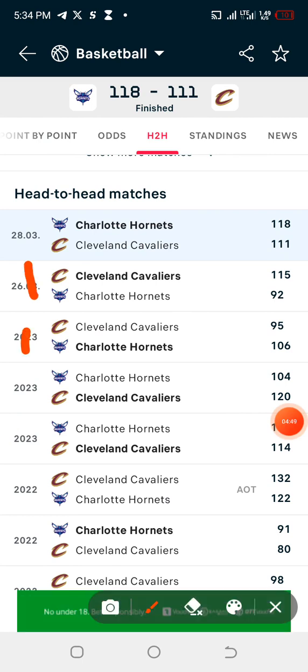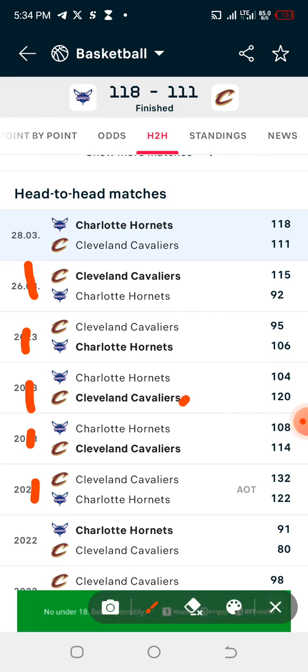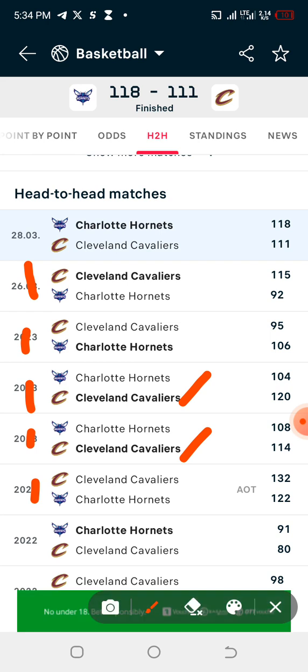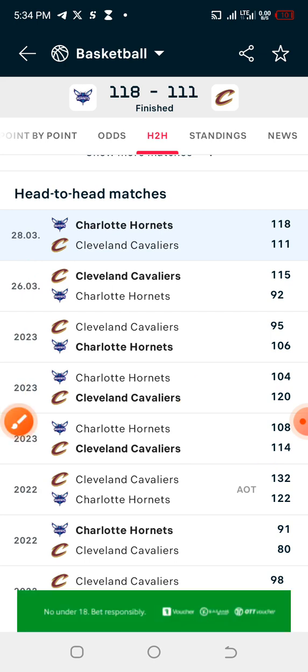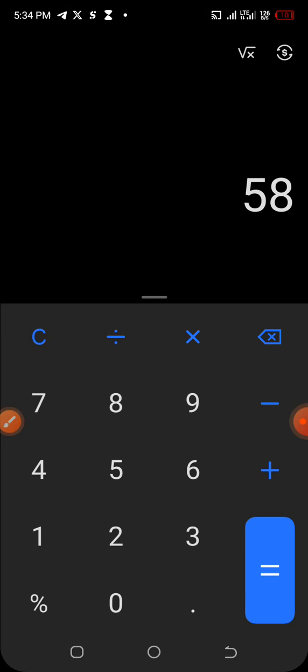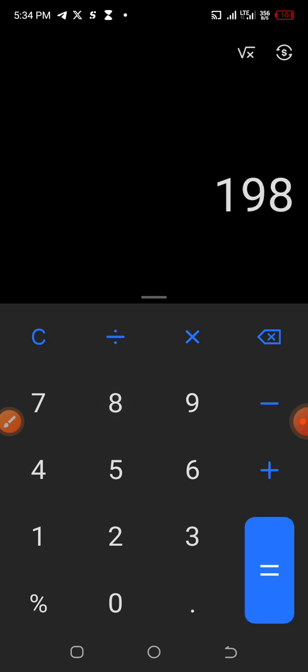1, 2, 3, 4, 5. Now out of these last 5 games, let us check the total points they had while playing away. We have this. Okay, we have just 2. So among these two, we are going to pick the smallest, which is 114. Now we pick the 114 now, and let's see. So we have 114 and 84. 114 and 84. So 114 plus 84. So in total we are getting 198.